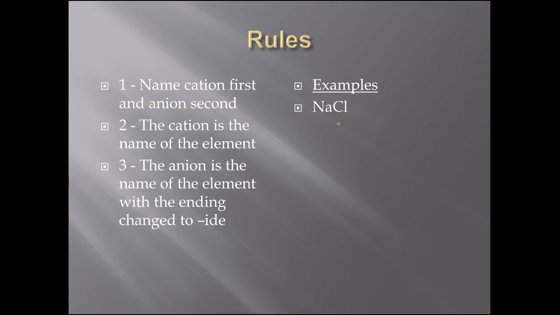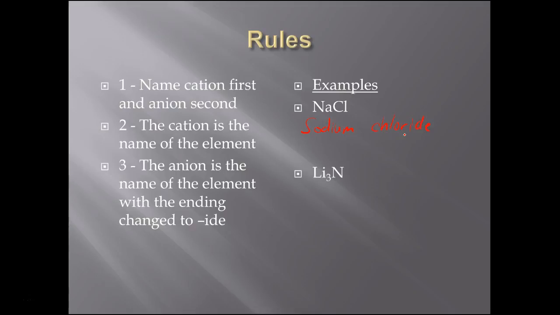NaCl. Our first rule tells us that we name the cation first, and the cation is the name of that element. So Na is going to be sodium. And then we're going to name our anion second and change the ending to -ide. So sodium chloride, which we all know as table salt.